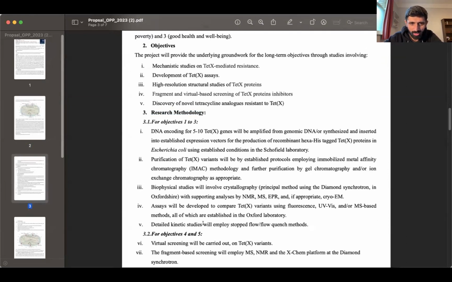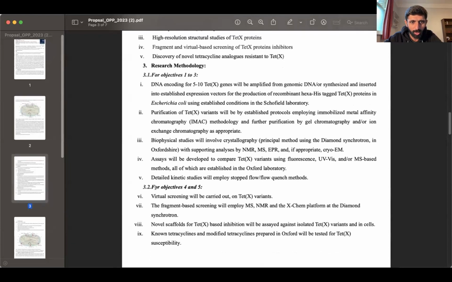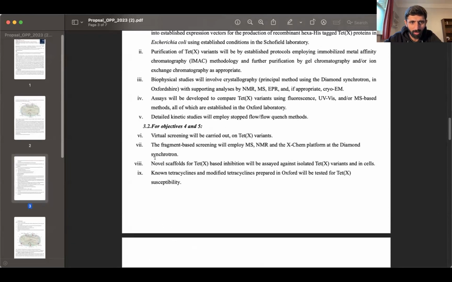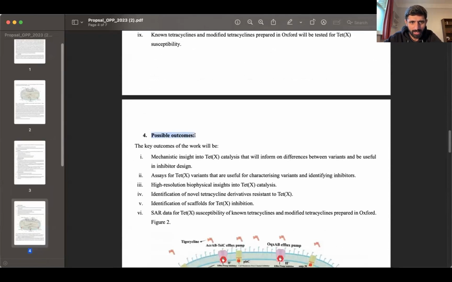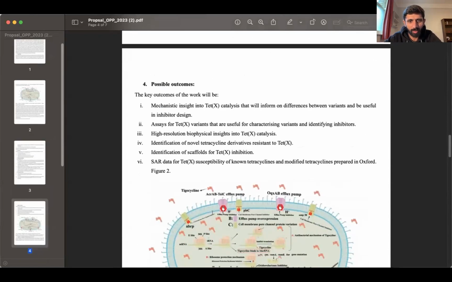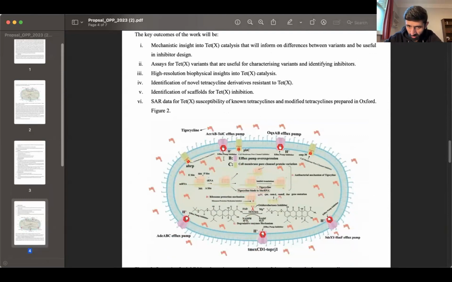I will follow this sort of stuff, and for 2, 4 or 5, I will follow these steps. And after that, I write the possible outcomes. In possible outcomes, I also use the same infographic but with some modifications.